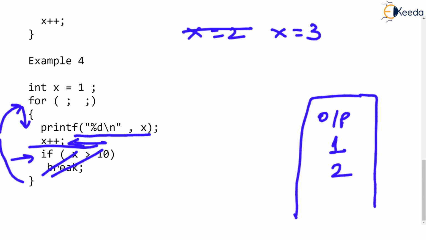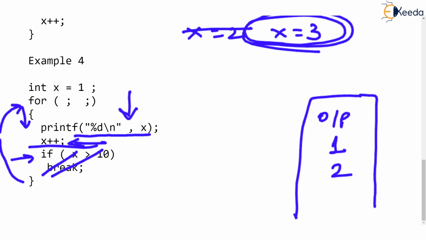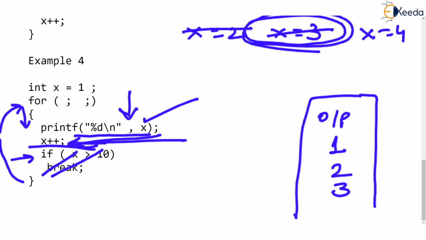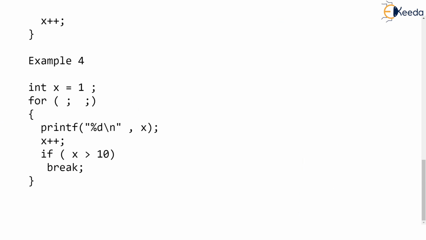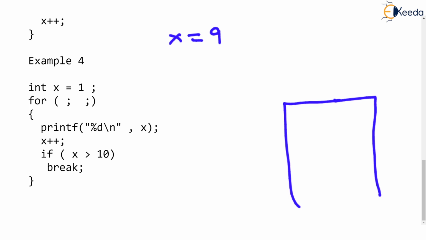But now the value of x is 3. Observe, the value of x is 3. So when the for again repeats, the value of x printed is 3, but then x plus plus here makes x as 4. But 4 greater than 10 is false, so break does not occur. So this goes on, isn't it? What will happen certainly is after some time x will become 9, correct? And after x becomes 9, you are sure that just now 9 has got printed.